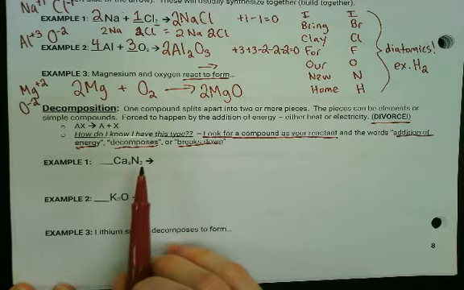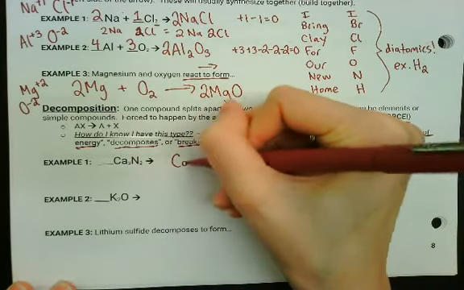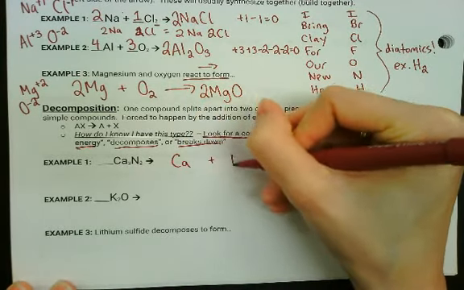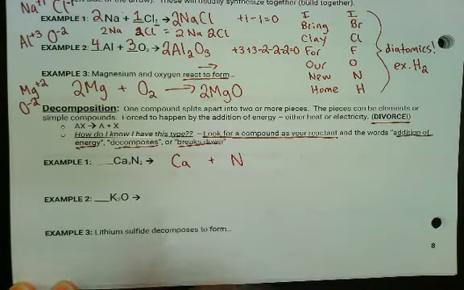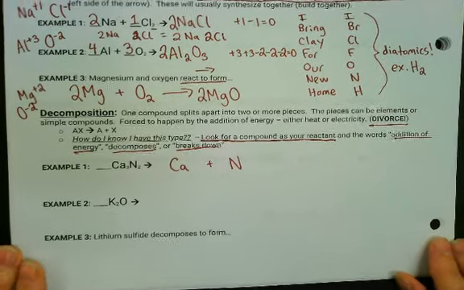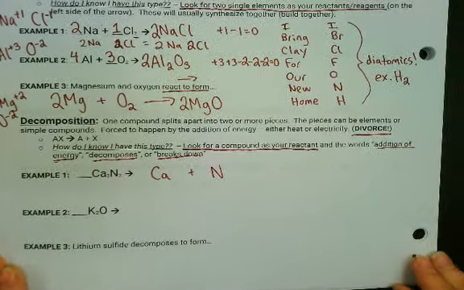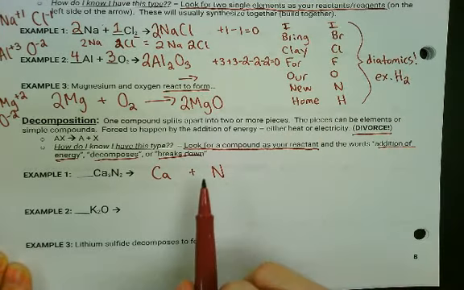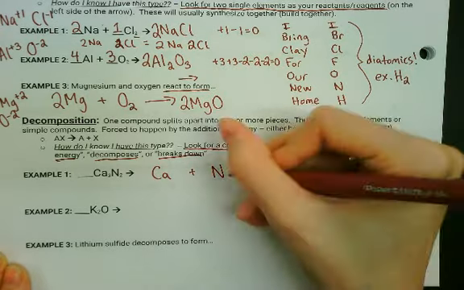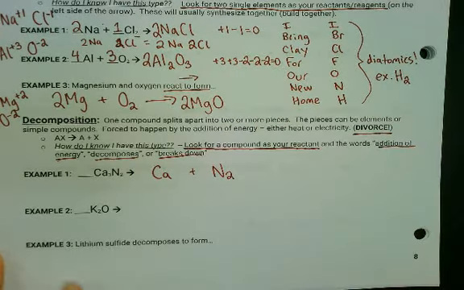So here we have calcium nitride. It's going to split into calcium and nitrogen. Again, I'm leaving a little bit of space in front of my elements in case I need to balance at the end. It's also important to make sure we check that we have a diatomic or not. Calcium is not one of our diatomics, but nitrogen is. So we need to make sure we add that subscript of 2 there.